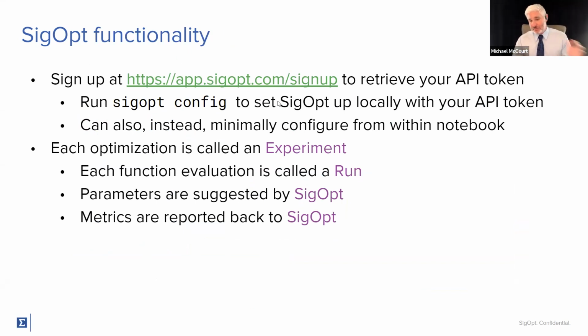In order to get started on SigOpt, and these slides will be available to you so you'll be able to follow this up, sign up for free right now. Grab an API token. You are going to need your API token. In general, we tell people to run sigopt config. I'm going to run through a notebook where you can avoid doing that, but in general, running sigopt config is definitely the right thing to do. In SigOpt, the word we use for an optimization is experiment. Function evaluations are called runs, though runs also encapsulate other meta information about the function evaluation. Parameters are suggested by SigOpt, so those are your X values, as we saw before, X1, X2. And metrics are reported back to SigOpt, those are your Y values.